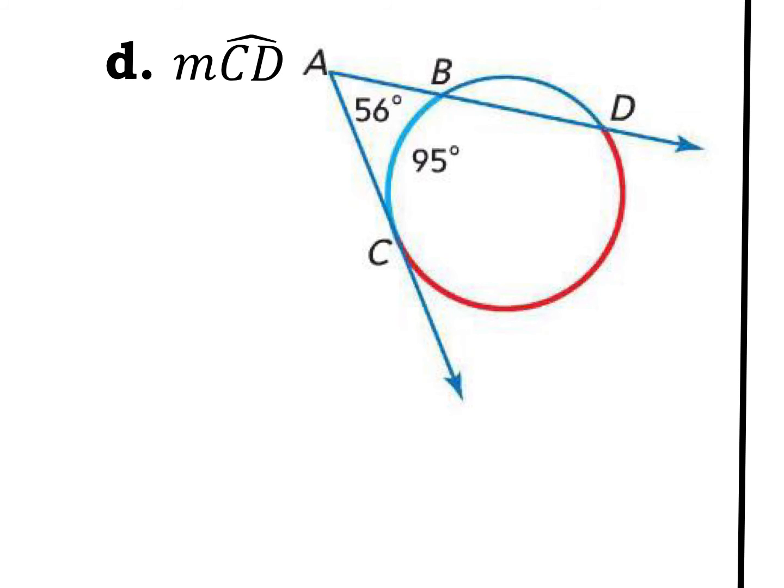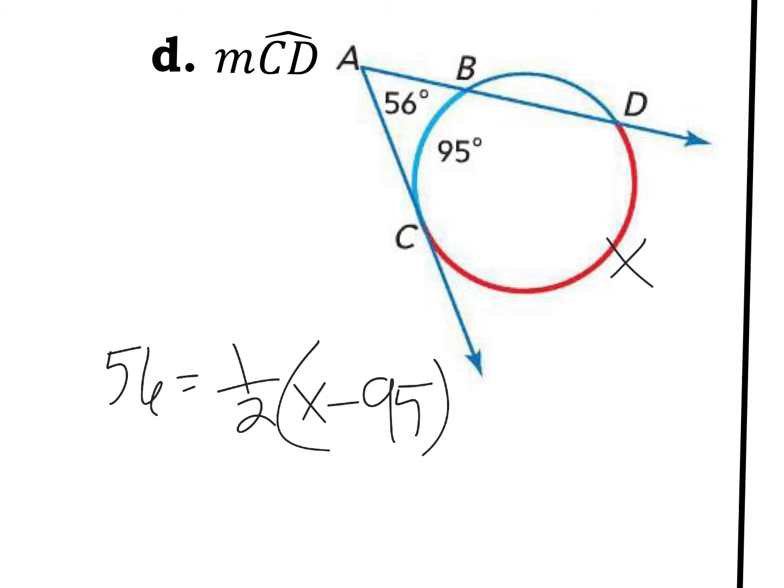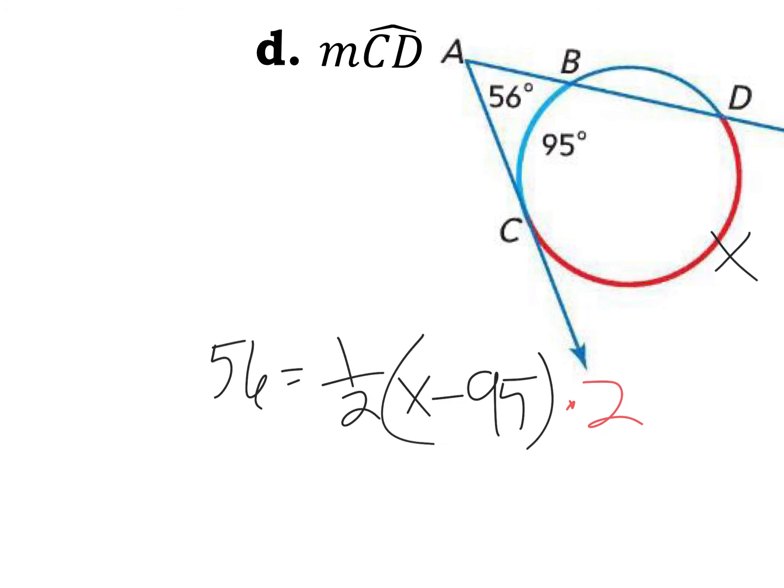Here I'm looking for arc CD, and I'm given that the angle DAC or CAD, whatever, is going to be 56 degrees. So I'm going to set it up saying 56 equals 1/2, and then the difference would be that outer one. So CD, we'll just put an X by it. And so we'll say X minus the inner one, 95. And so I'm not going to distribute the 1/2. It's going to be quicker to flip it and multiply it. So when you flip 1/2, it becomes 2/1, or just 2.